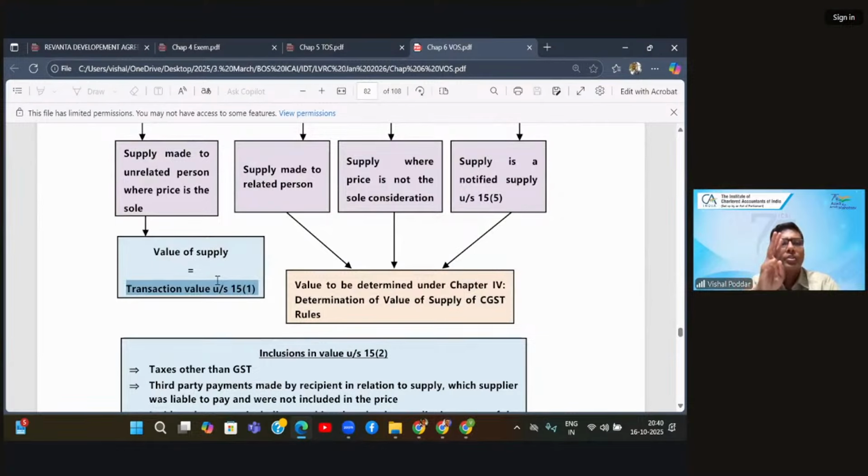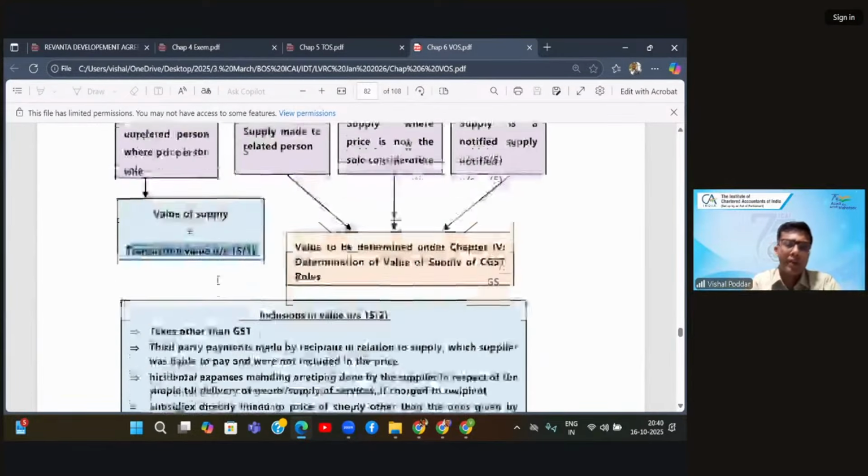When all these three conditions are fulfilled: 1, there is a price, it is not a free supply, that is, it is not a schedule 1 supply. 2, buyer and supplier are independent, they are not related. And 3, the price mentioned on the invoice is the only price which the supplier is going to get. There is no secret price, there is no consideration flowing indirectly. Then the transaction value mentioned by you is accepted and you can take that as the final value.